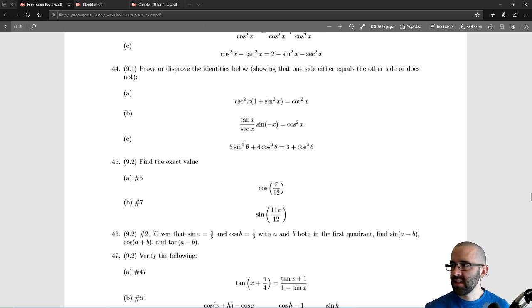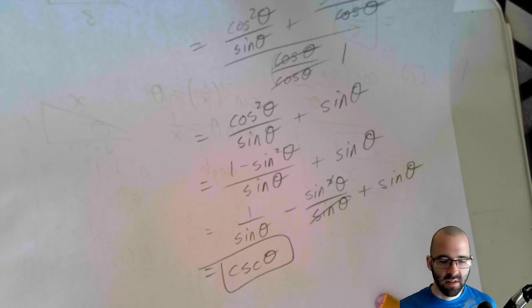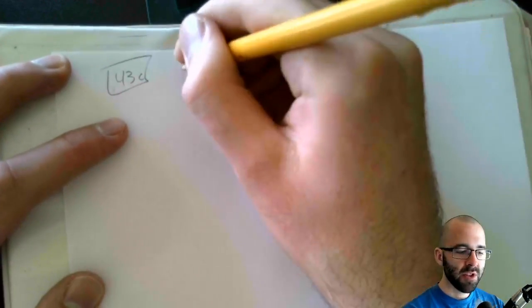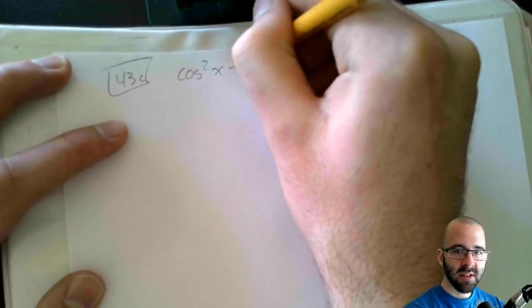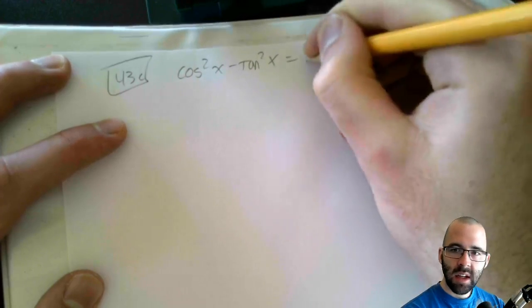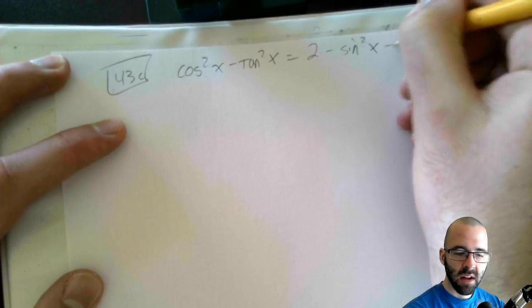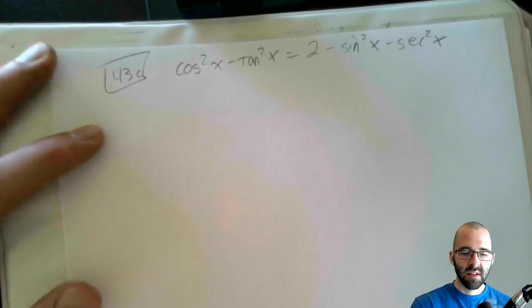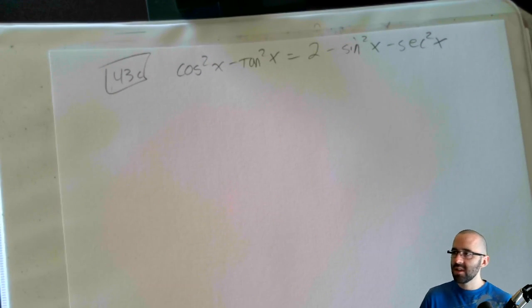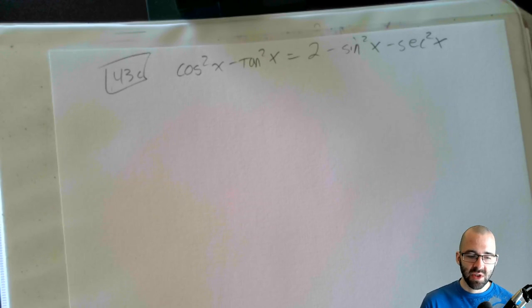Let's look at 43C. Let's go on a fresh piece of paper so I don't have to move it over. 43C. All right, so we want to show cosine squared of x minus tangent squared of x equals 2 minus sine squared of x minus secant squared of x. So I'm going to talk you through my rationale for which side to start with. Again, you can start with either side.